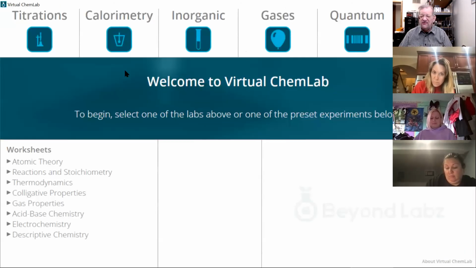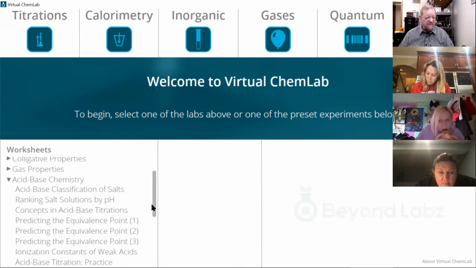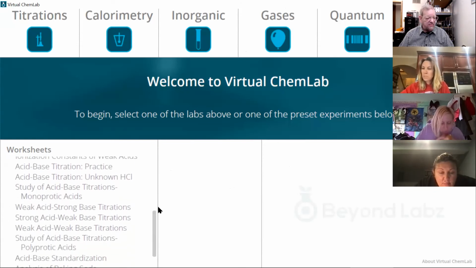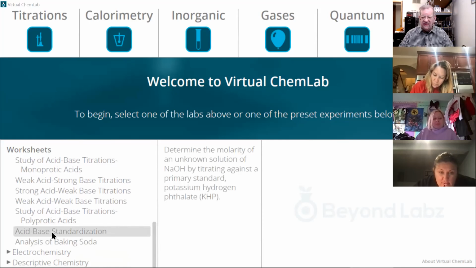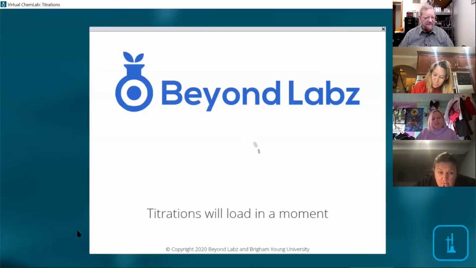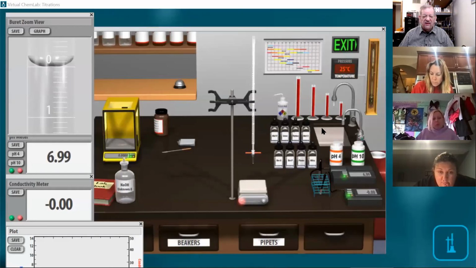Does everybody see titrations on your screen? All right, first thing you're going to do, in the lower left, like you did last week, click on acid-base chemistry where it says worksheets. Then scroll down. Near the bottom, see where it says acid-base standardization? Click on that. Does everybody see the lab?